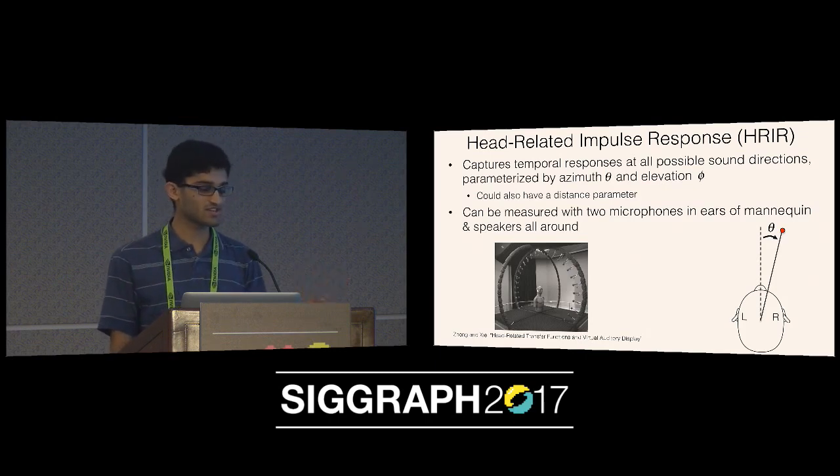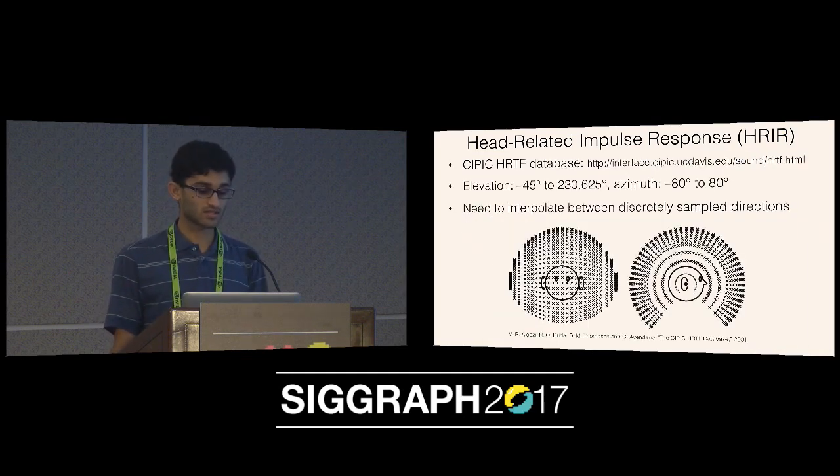And remember that dummy from earlier? Basically, one of the ways that you can capture a head-related impulse response is to stick microphones in the ears of a mannequin and just measure sounds from every single angle that you deem necessary. Luckily for us, there's a database called the CIPIC HRTF database from UC Davis, which has already done most of this work for us. They have multiple different body shapes for dummies, and they've recorded elevations from negative 45 degrees to 230 degrees, and azimuths from negative 80 to 80 degrees. You can kind of see the distribution of points in the figure over there.